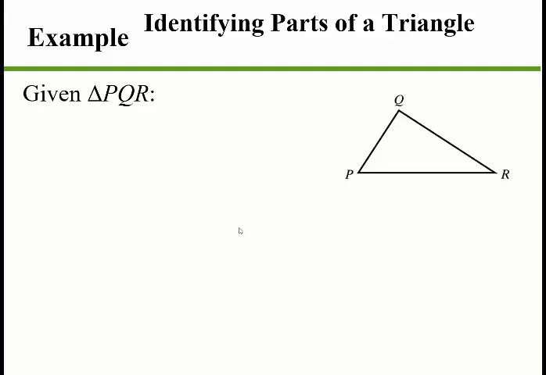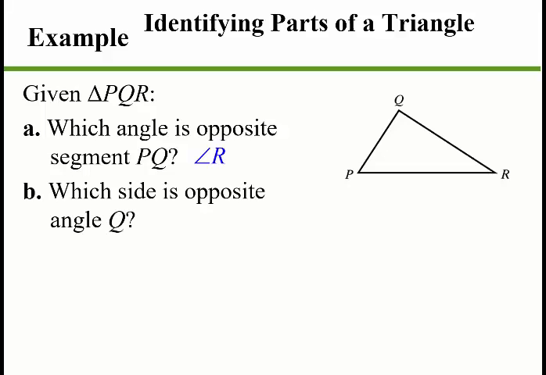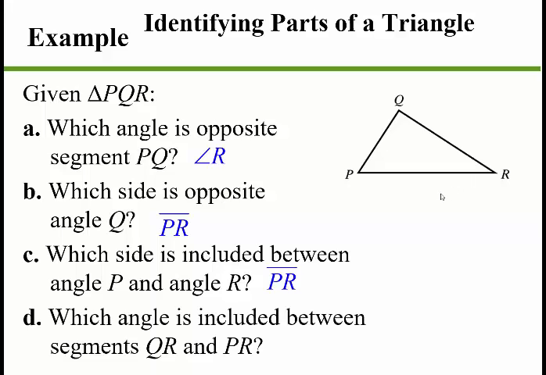All right, so identifying some parts. Given triangle PQR here, first thing I want to do is: which angle is opposite segment PQ? Here's segment PQ. The angle opposite it is over here, so that's angle R. Which side is opposite angle Q? Well, here's angle Q. The side opposite angle Q is the one directly opposite of it. That's side PR. And then which side is included between angle P and angle R? Between this angle P and this angle R, that's obviously segment PR.